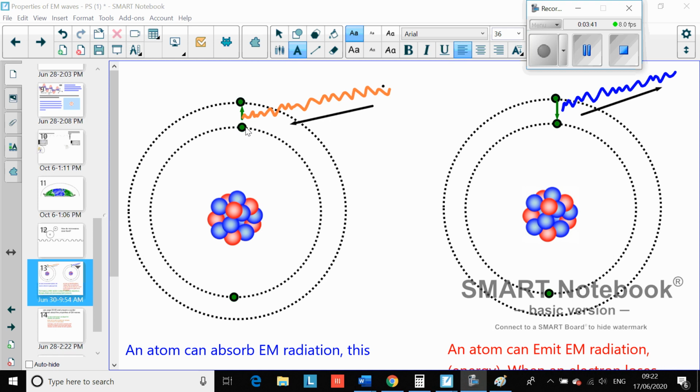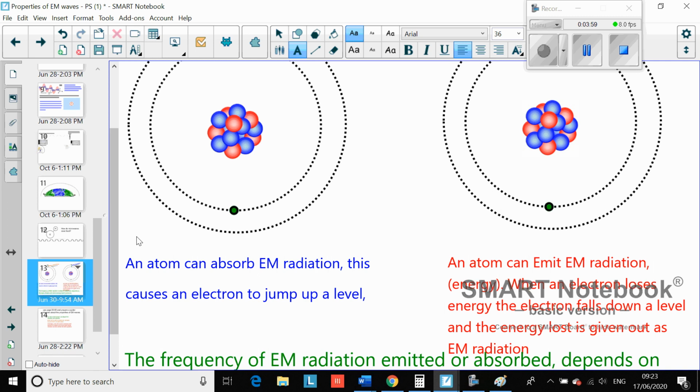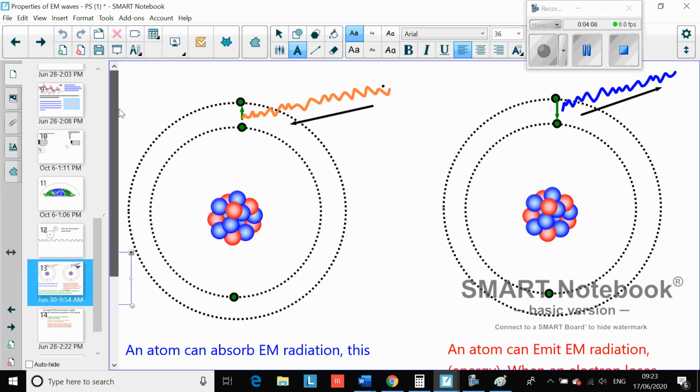Again, I know it's badly drawn. What happens is when an atom absorbs some of that energy, the electrons will jump up to the next energy level. Okay, so basically this electron got some energy, it got excited, and it jumped up to the next energy level. That's what happens. So if I just put that down, an atom can absorb electromagnetic radiation. This causes the electron to jump up a level. Okay, so that's what happens when this energy interacts with matter. Okay, so you'll need that in your book in a moment.